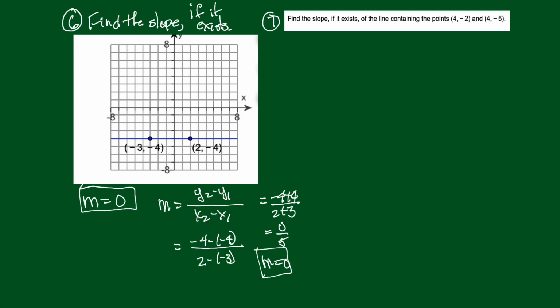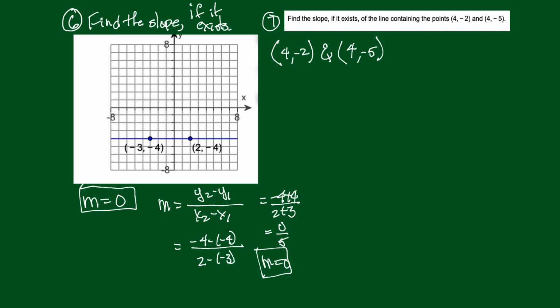We're supposed to find the slope passing through these 2 points. I'll write them a little bit bigger here. 4, negative 2. So to the right 4, down 2. And then to the right 4, down 5. Okay, I see something suspicious right away. Look at these. If you were to graph these, what would you do? You'd go over 4, to the right 4, and then down 2.